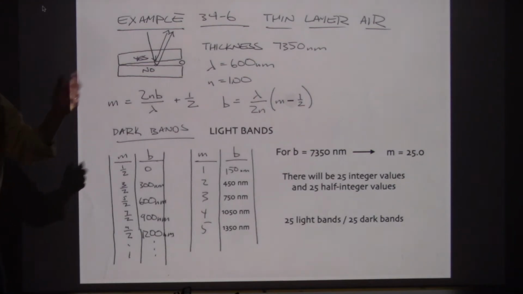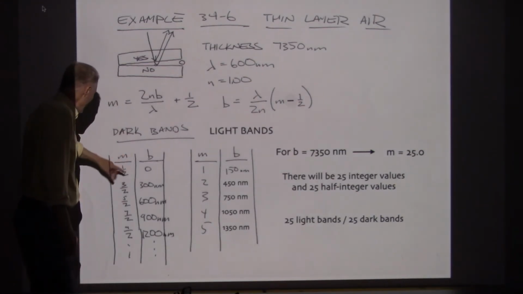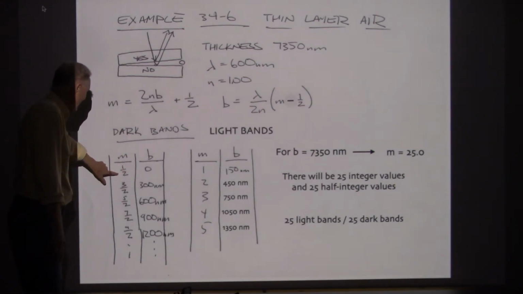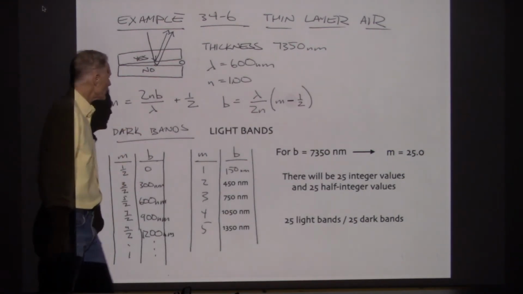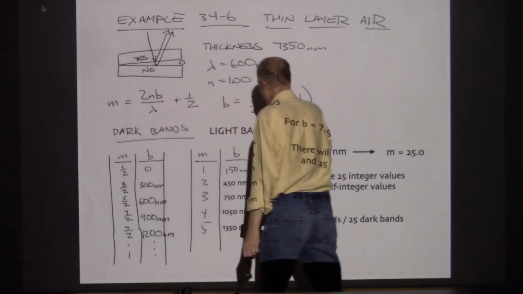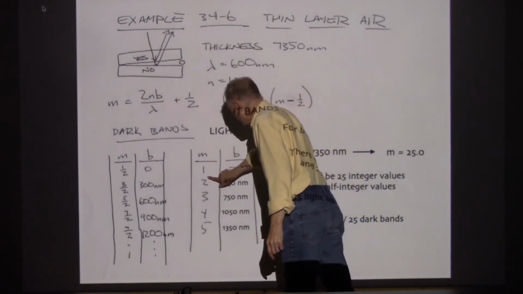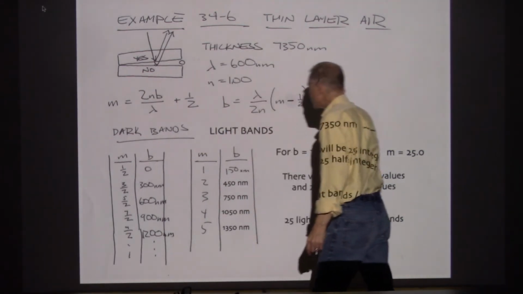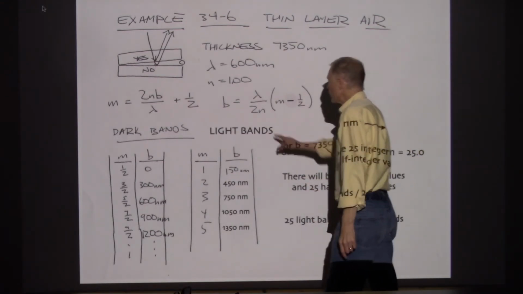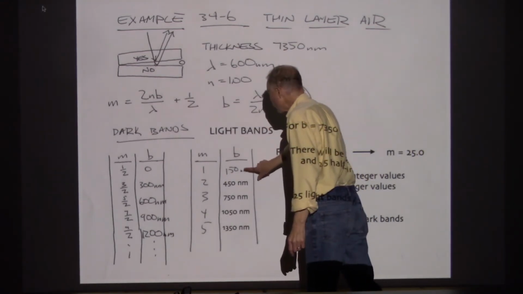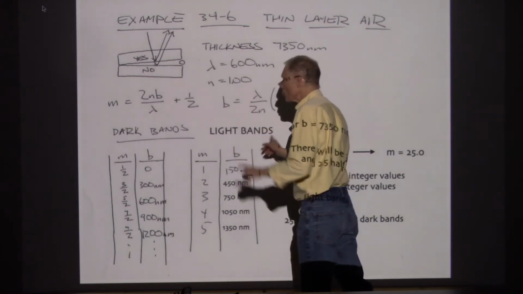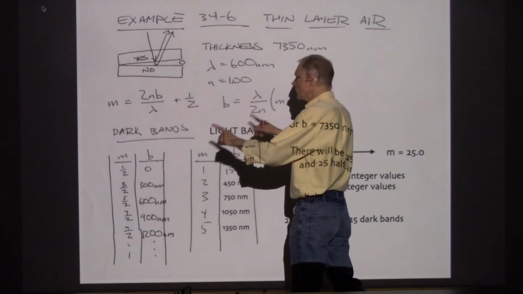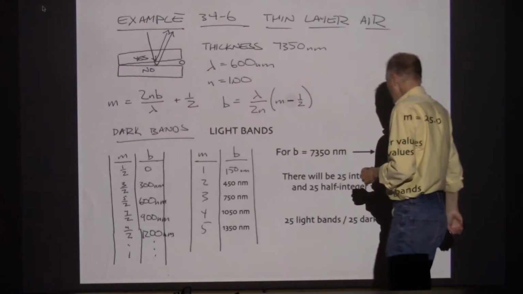Okay, so anyway, these are the tables. The dark bands are going to be half integers, M. Those are the thicknesses at which the dark bands will occur for the 600 nanometer light. And the integer values, we've set it up so the integer values represent constructive interference. Those are the light bands, and those are alternating. So every 150 nanometers, we alternate between light and dark.